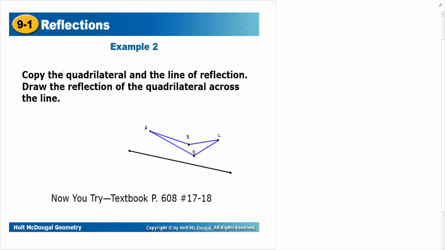Now, it's just want you to copy the line of reflection, draw a reflection across the line. We're going to do the best job that we can, but what I'm concerned with on this, if I'm checking your work, is how you draw it.